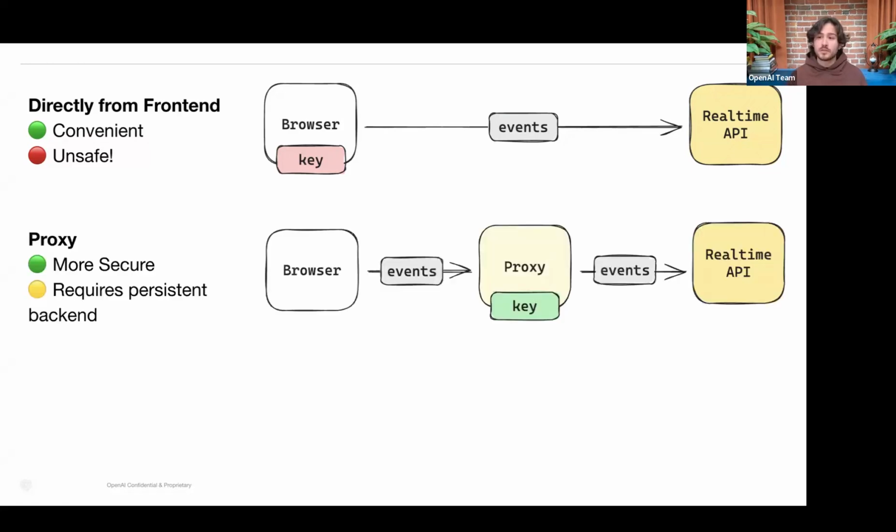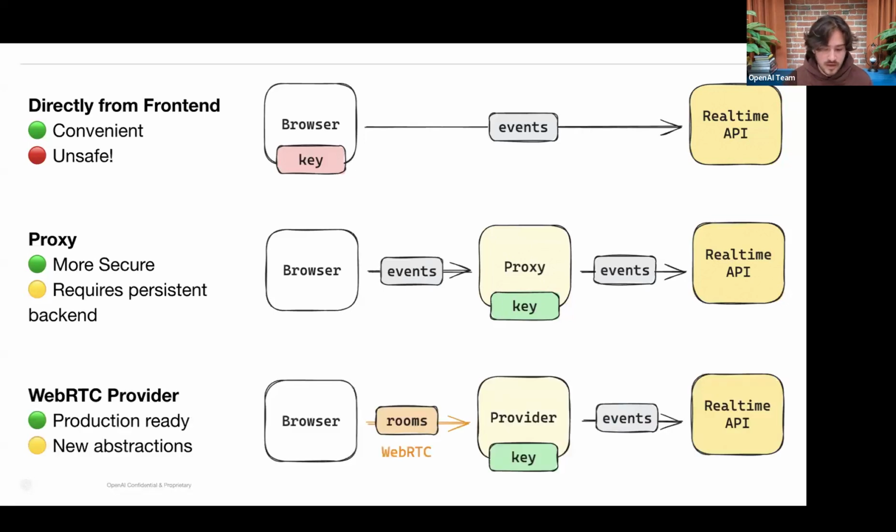Now, we can also use a proxy, and this means we will set up a server that essentially forwards all the requests between the front end and the back end and supplies the API key. This is definitely more secure, but it requires a persistent backend, which is actually not very standard in the industry. You have to have a different kind of server. Now, this is still not best practice. The absolute best practice is using a WebRTC provider like LiveKit.